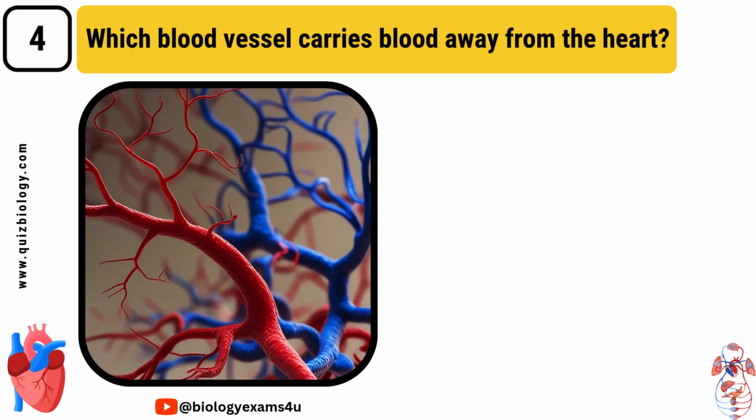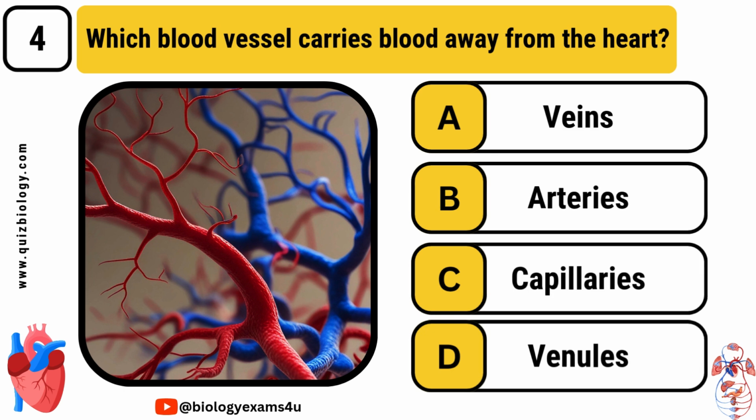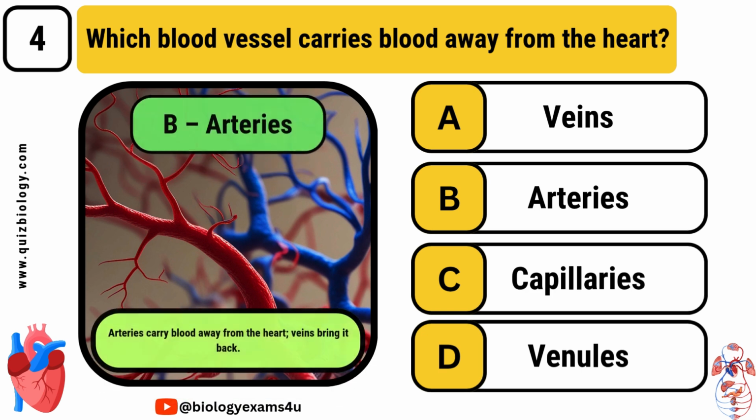Which blood vessel carries blood away from the heart? Veins, arteries, capillaries, venules. It is the arteries that carry blood away from the heart whereas veins bring it back to the heart.